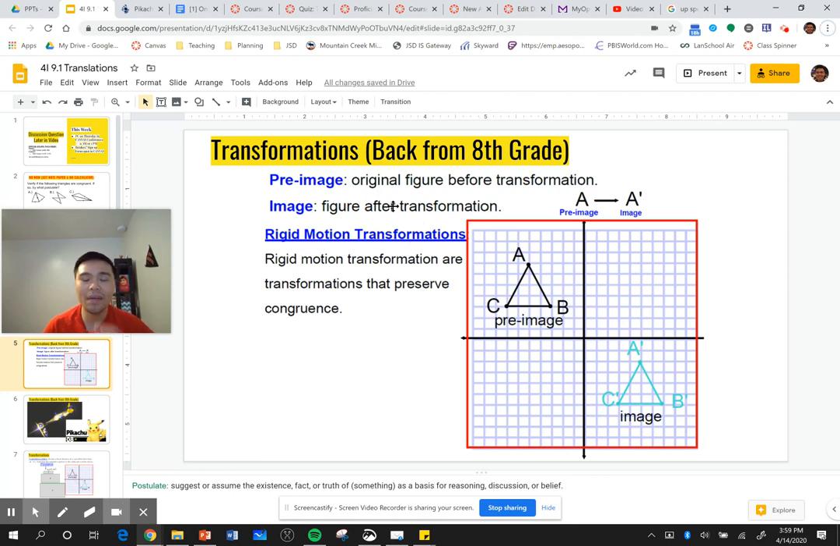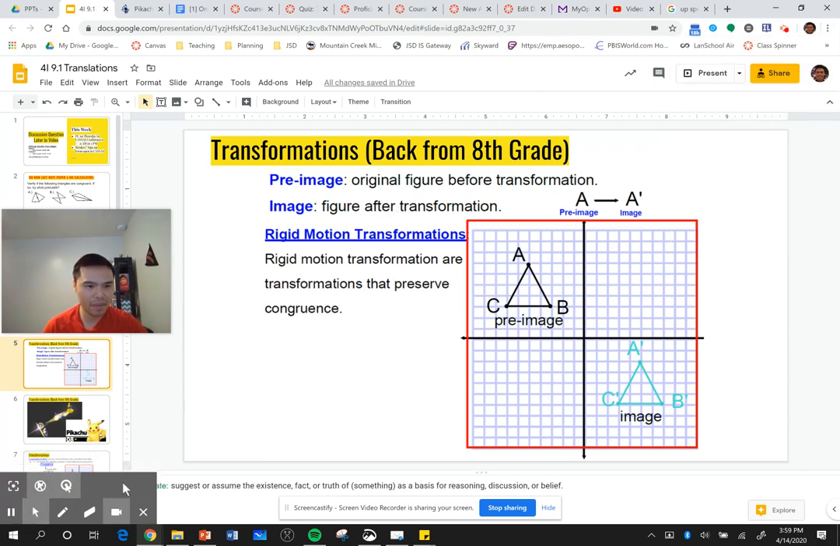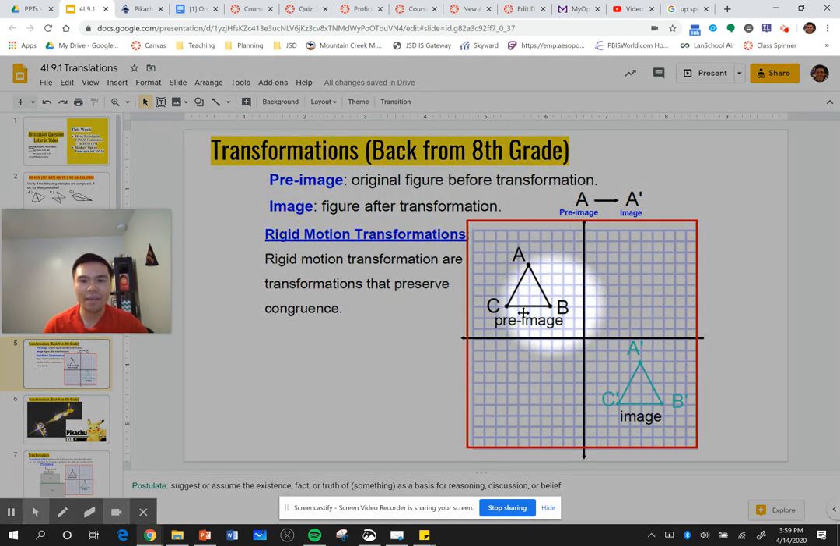Okay, so here I have 2 images. All right, so here I have 2 images. I have here the pre-image, and I have the image of that pre-image, okay? So we can say that the pre-image is the original figure before transformation. It's the original, right? And the image is the figure after the transformation.